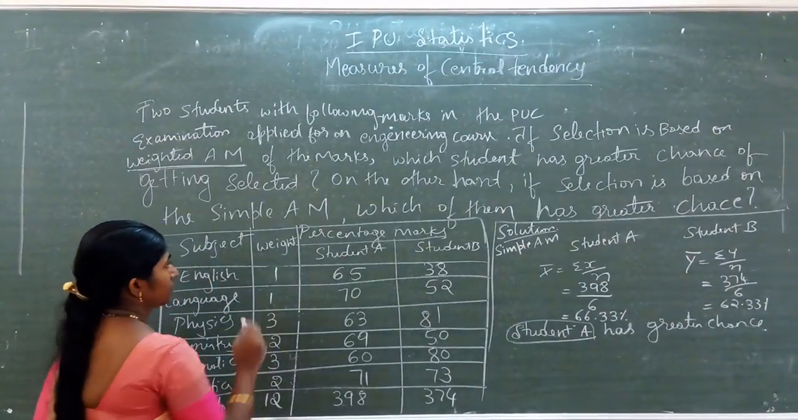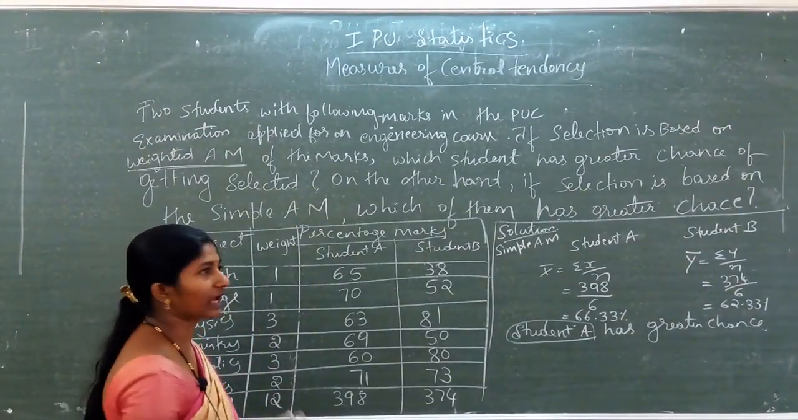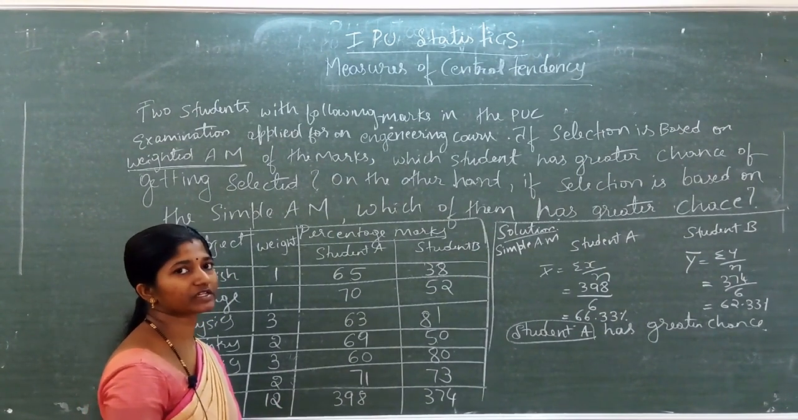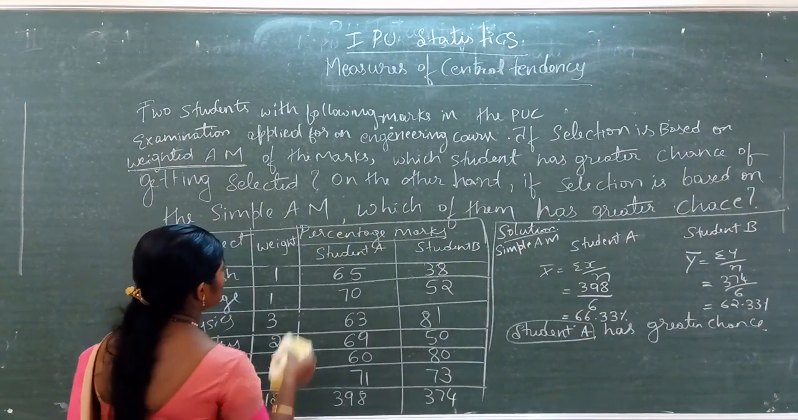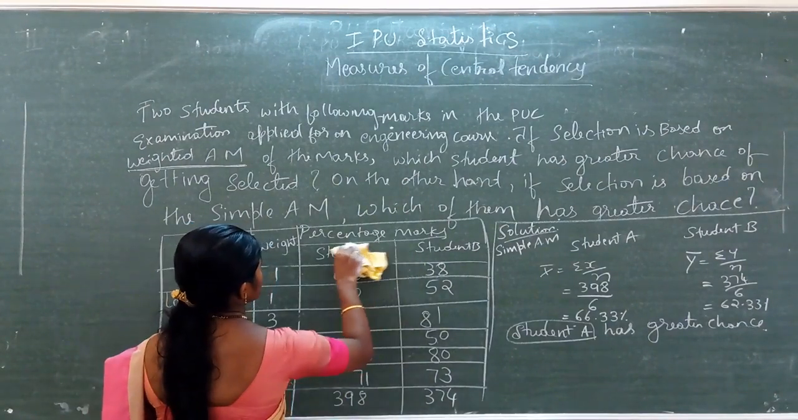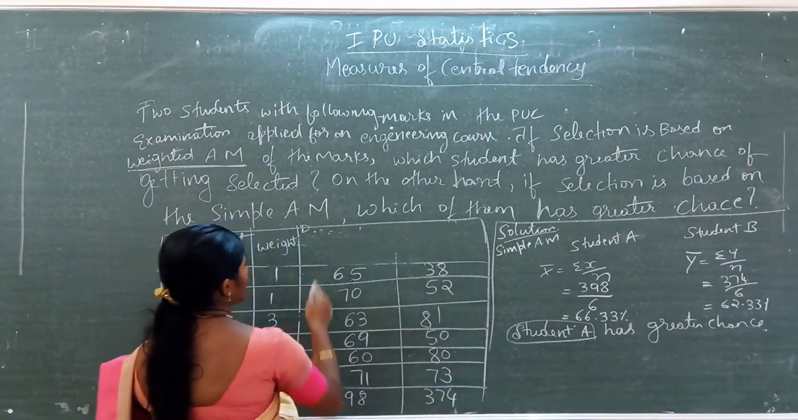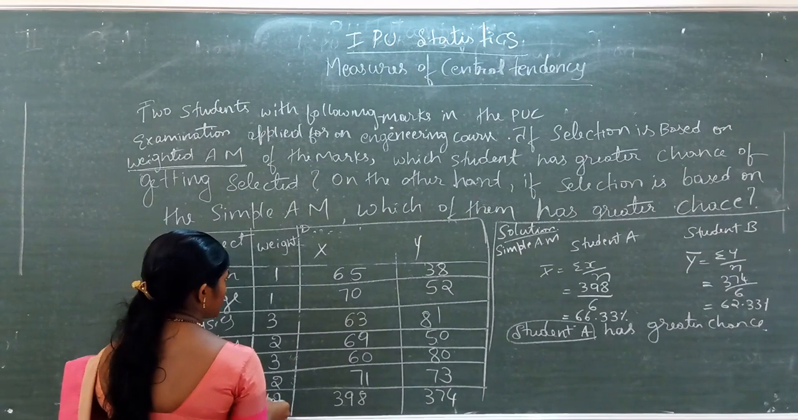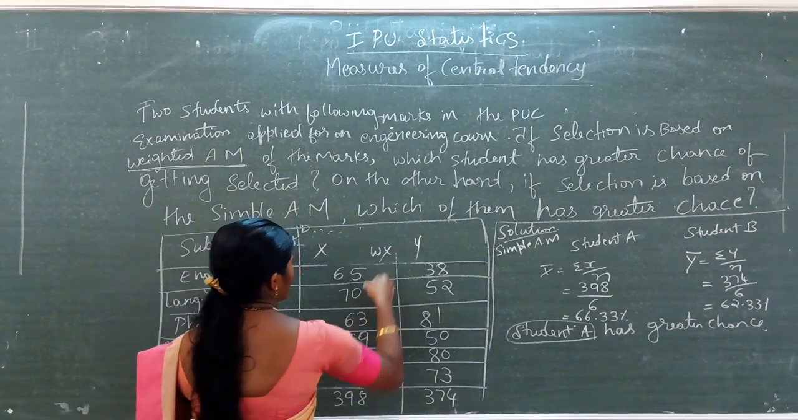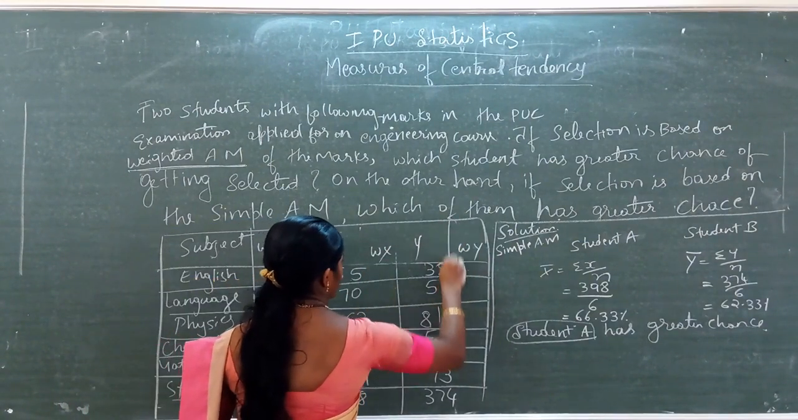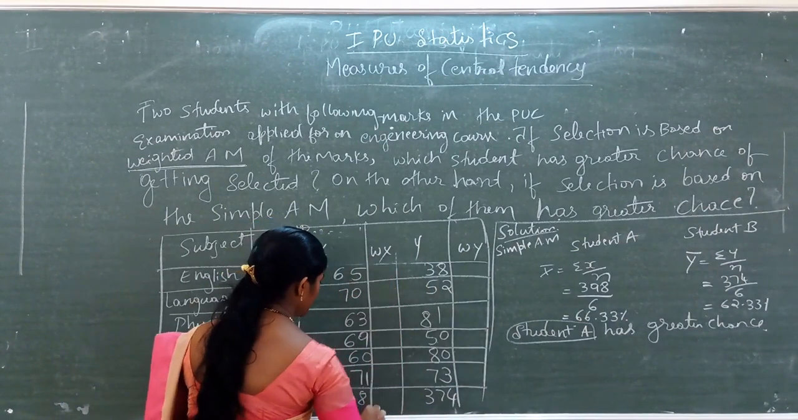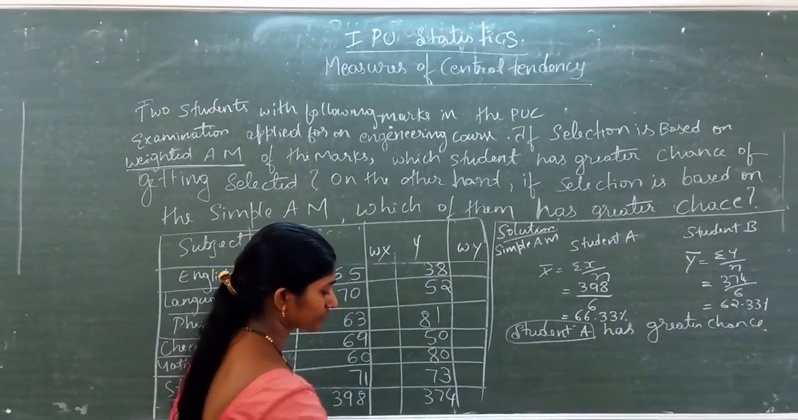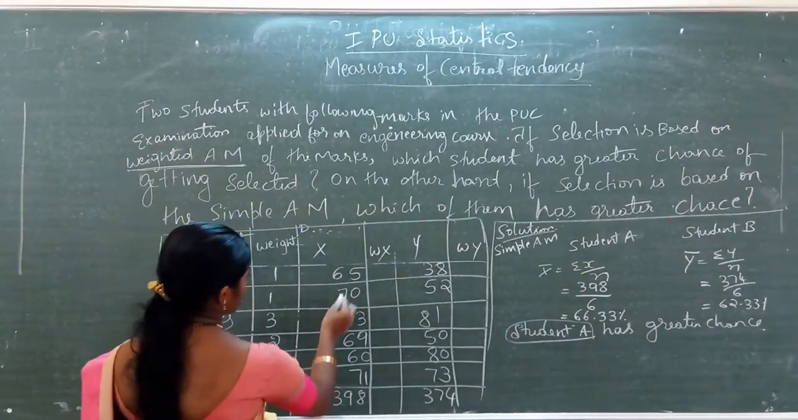Now, if you are using the weighted arithmetic mean, the formula is x bar w equal to sigma wx divided by sigma w. Here weight is there. For student A I will take x and for student B I will consider y. You should multiply with the weight. We find this in the table.